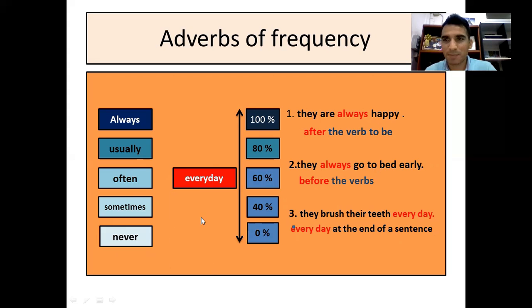Yes. For example, I exercise. I always exercise every day. I drink coffee.